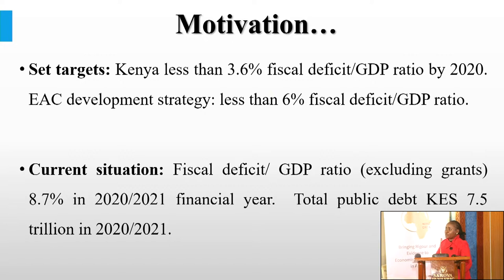And also when you look at those targets of the East African community, the public debt should also be manageable. But when you look at whatever has been happening, for instance, the current situation in Kenya, the fiscal deficit ratio of GDP, and this is excluding grants, you realize that it was at 8.7% in the 2020-2021 financial year. This is way off the 3.6% and even the 5% that is required for EAC.